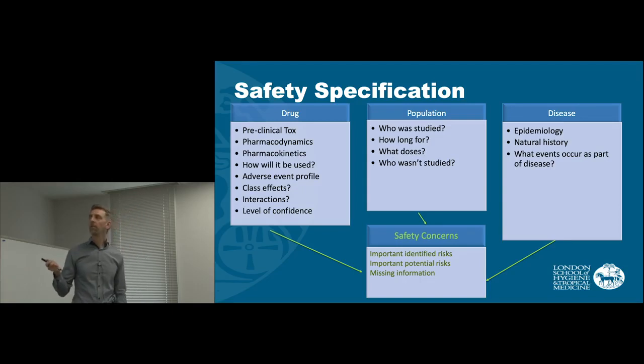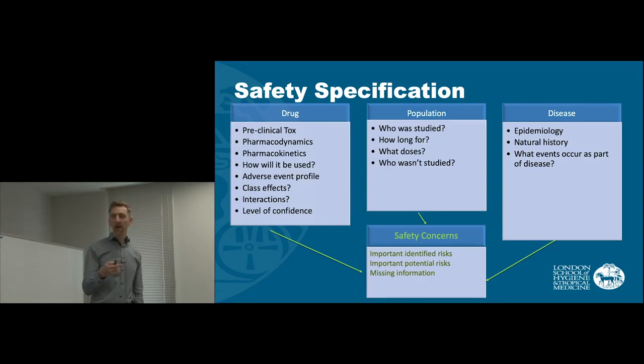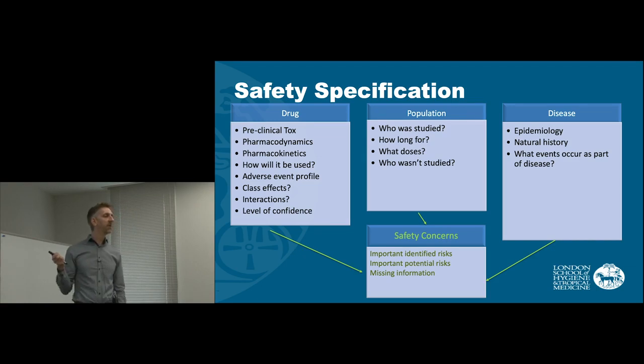It'll tell us about the population that was included in the randomized trials. So it'll give us a detailed breakdown of the sorts of patients who were included, how long that they were exposed to the treatment for, what doses were studied, but then really importantly, it'll also tell us who was not studied in the randomized trials. So did you have any children in the trial? Did you have any really elderly people?